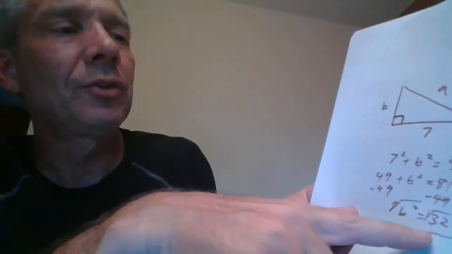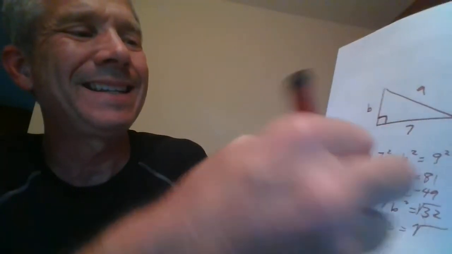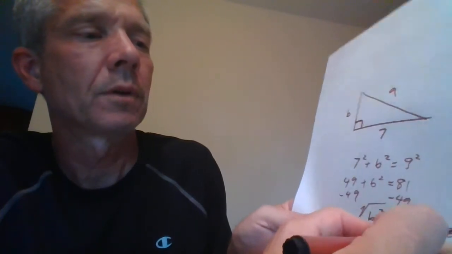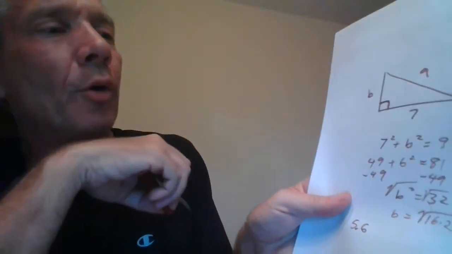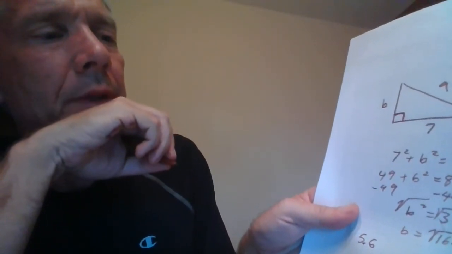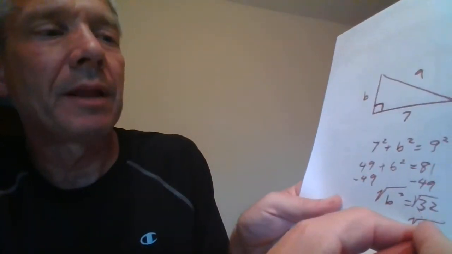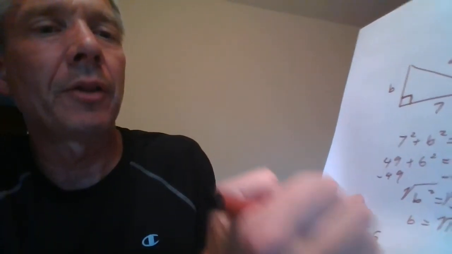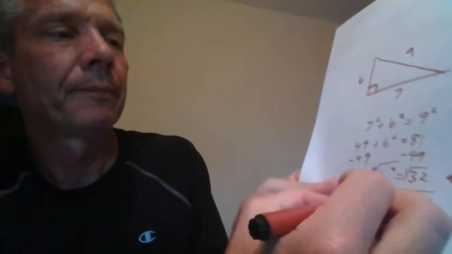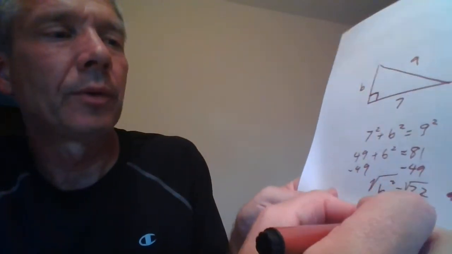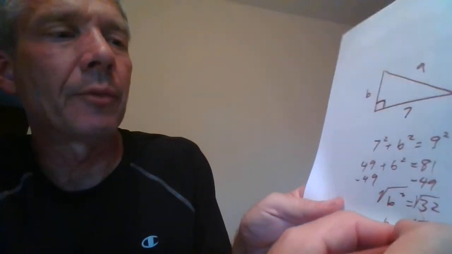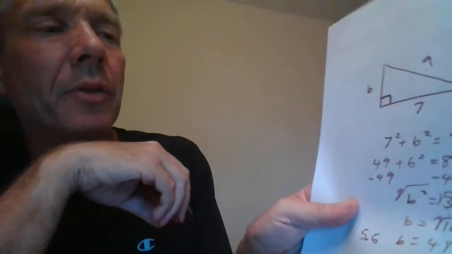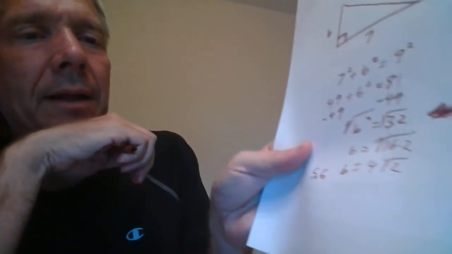Now, 32 is actually 16 times 2. I didn't know this problem was going to work out this way. I hope I'm doing it right. So I've got a perfect square and something else that I can't take a perfect square of. So the other way to write this answer is the square root of 16 is 4, and then that root 2 is left over. That is another way to write exactly the same answer.